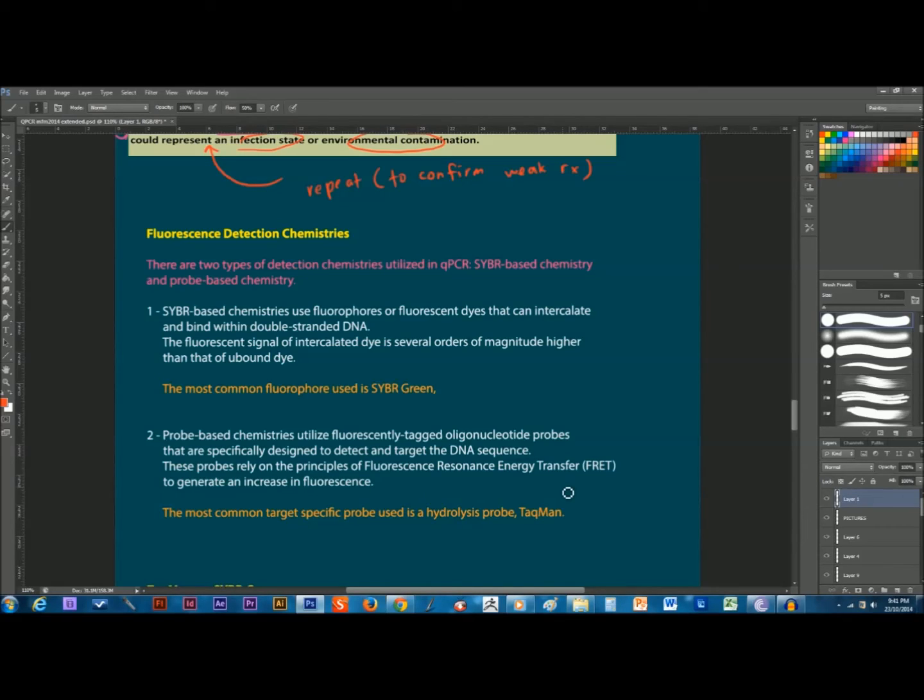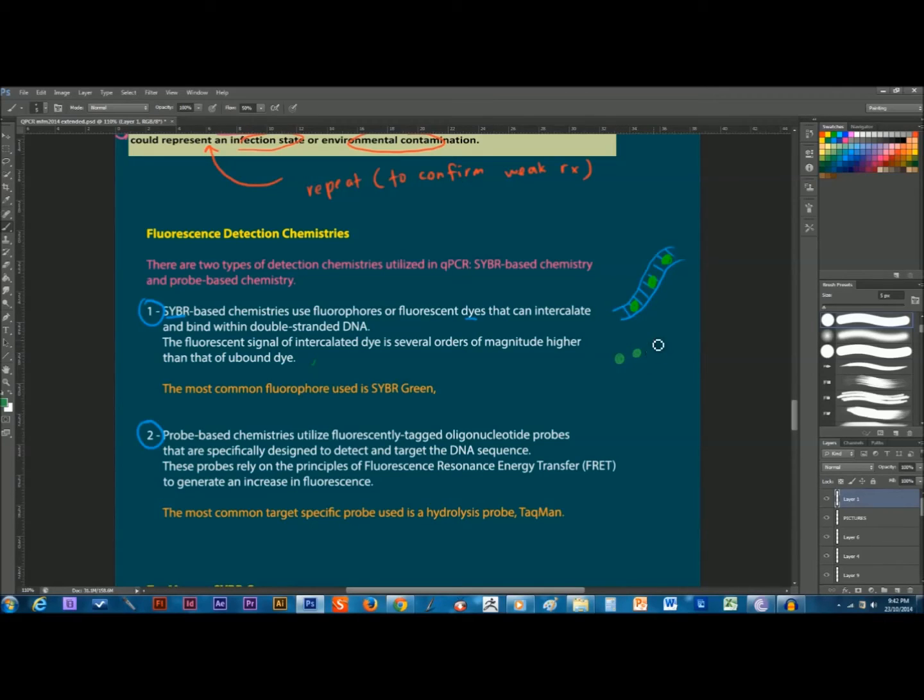Okay, fluorescence detection chemistries. Generally there are two types of detection chemistries utilized in qPCR, in real-time PCR. The first one is SYBR Green-based chemistry, and the other one is probe-based chemistry. SYBR Green-based chemistries use fluorophores or fluorescence dye that can intercalate and bind with any double-stranded DNA present in the reaction. The fluorescence signal of the intercalated dye is several orders of magnitude higher than that of unbound dye.